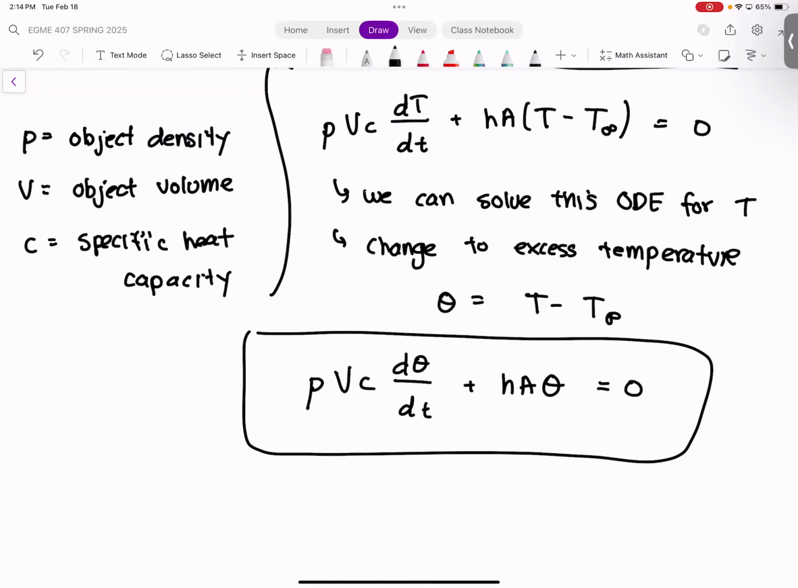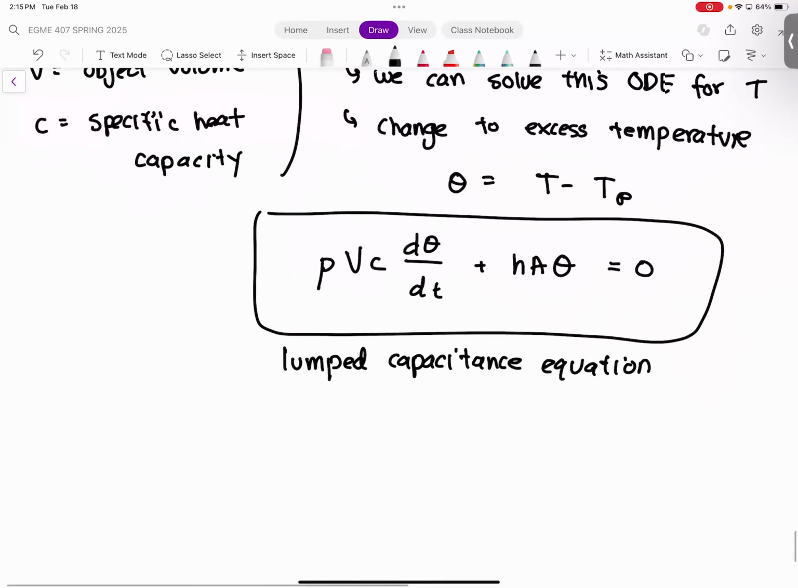We'll pause here for now, just because I don't want to solve it just yet. We'll do that first thing on Thursday. But this equation right here is the lump capacitance equation with only convection.